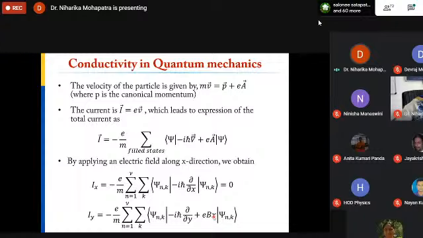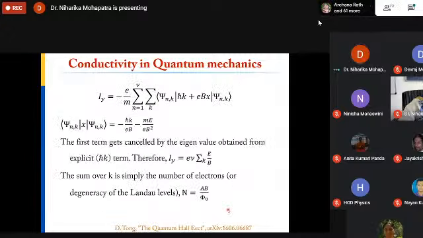So this sum over k is actually the number of electrons, and that we express as AB by phi naught. A is the area, B is the magnetic field, and phi naught is the quantum flux. Now we got the expression of n, and this n correlates with the number of electrons in each Landau level. Once you know the degeneracy and how many Landau levels are filled, you can connect that with the Hall conductivity. I'll come to that point.